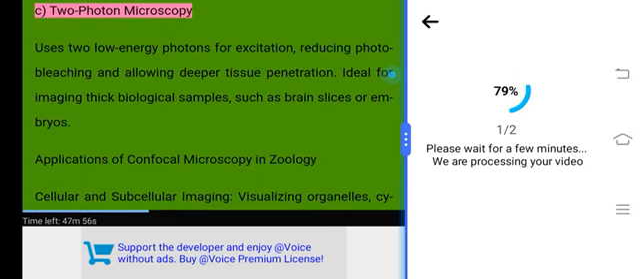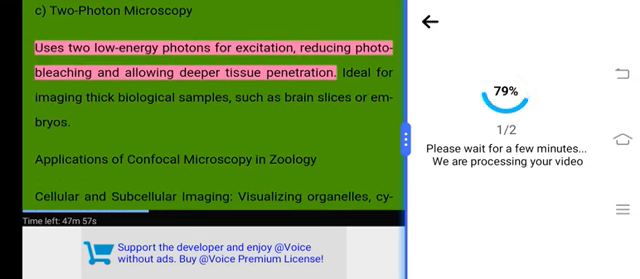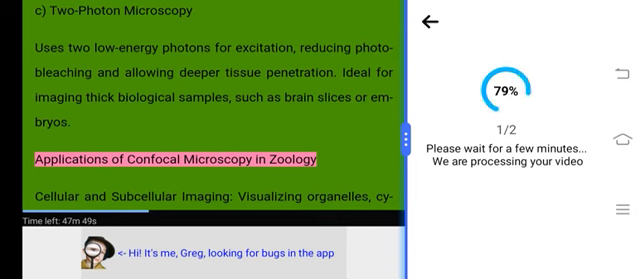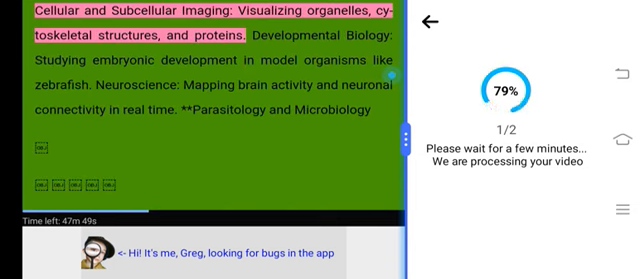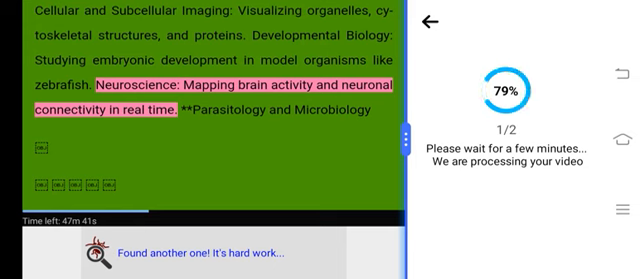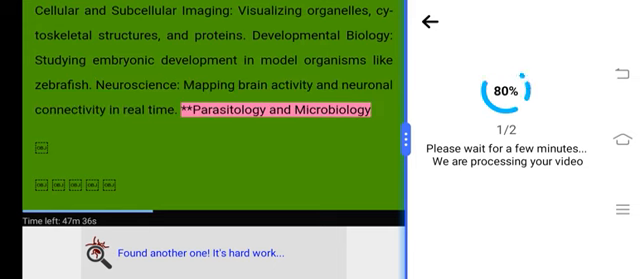C. 2-photon microscopy. Uses 2 low-energy photons for excitation, reducing photobleaching and allowing deeper tissue penetration. Ideal for imaging thick biological samples, such as brain slices or embryos. Applications of confocal microscopy in zoology. Cellular and subcellular imaging, visualizing organelles, cytoskeletal structures, and proteins. Developmental biology, studying embryonic development in model organisms like zebrafish. Neuroscience, mapping brain activity and neuronal connectivity in real time. Parasitology and microbiology.